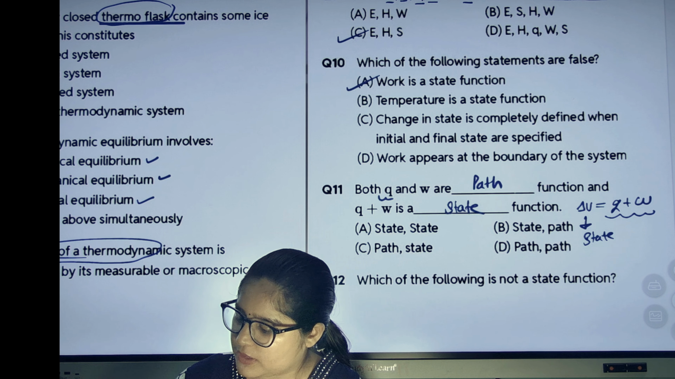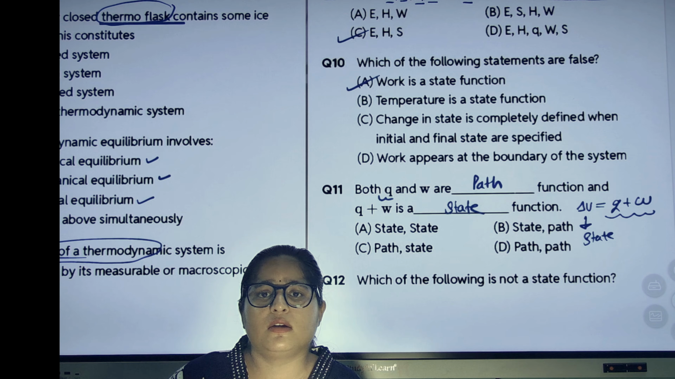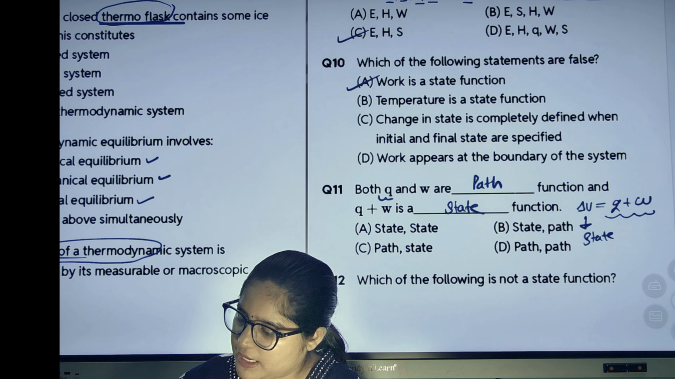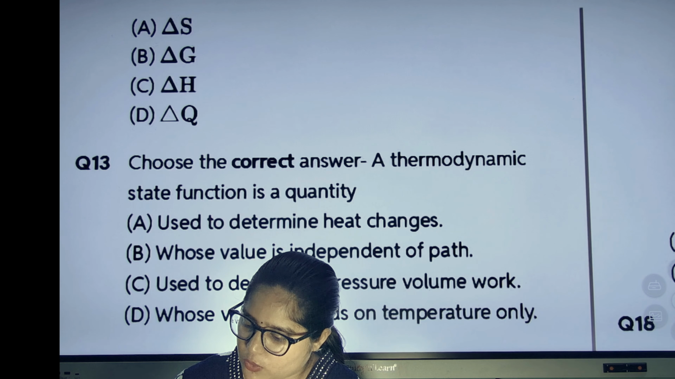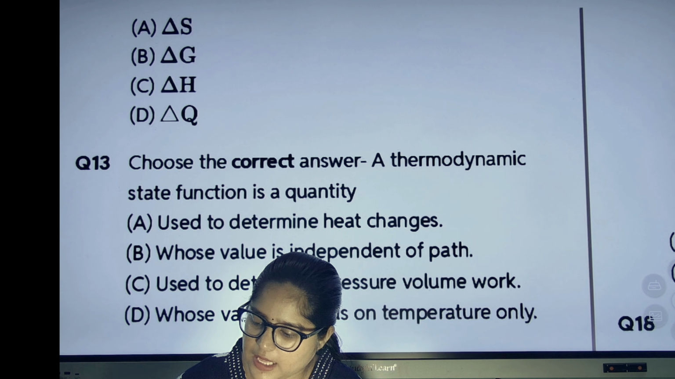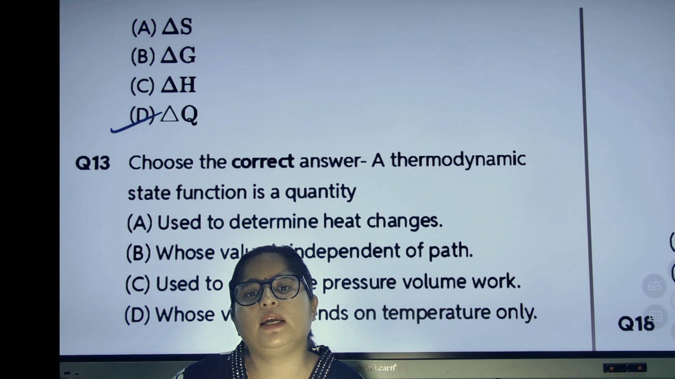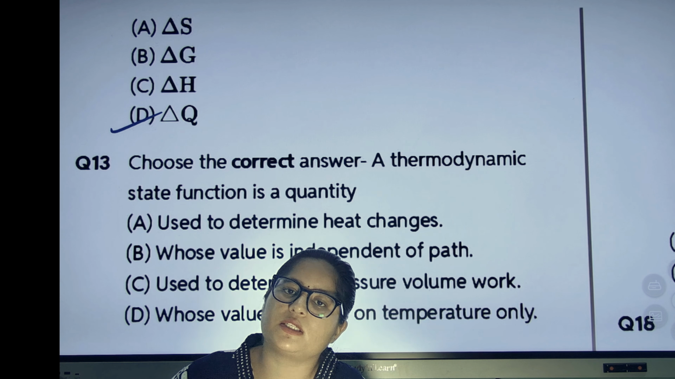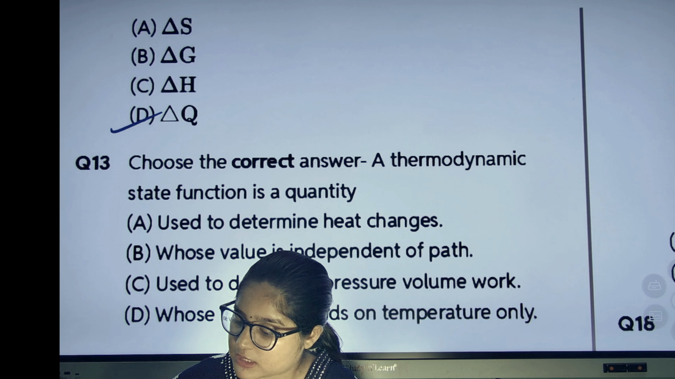Now let us see question number 12. Which of the following is not a state function? Pakka W and Q will be there in the options, right? Let us solve question number 2. So which is not a state function? Now you tell me: entropy, Gibbs free energy, enthalpy, heat. I have told you heat and work are not state functions, they are path functions.